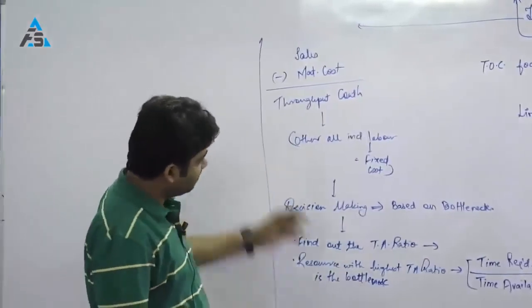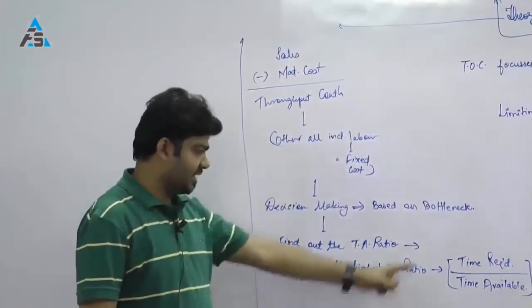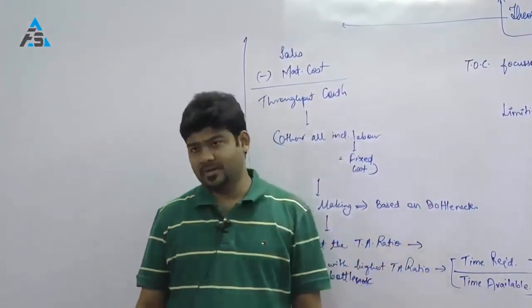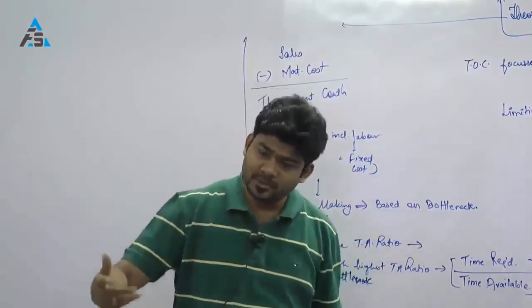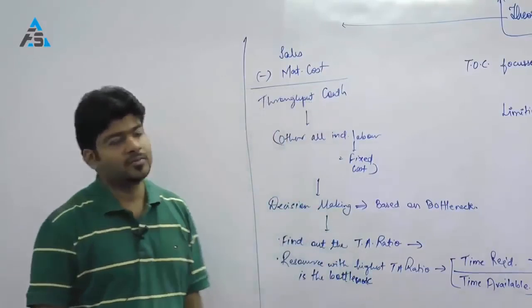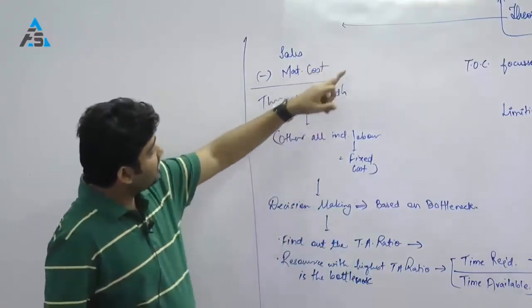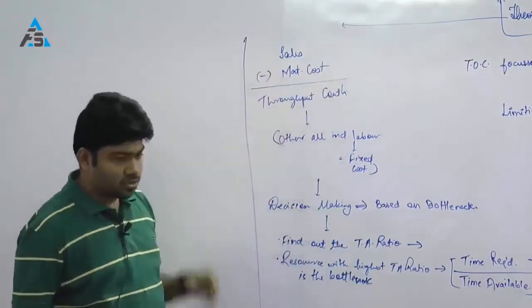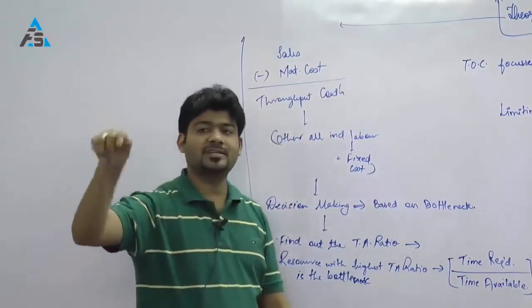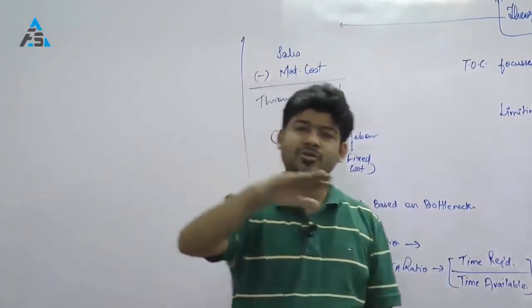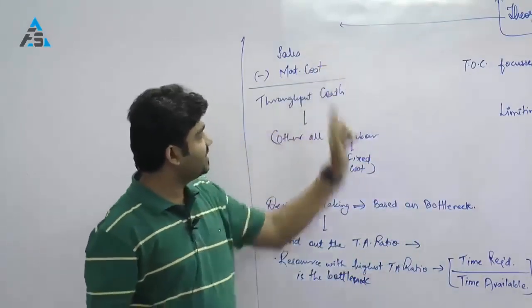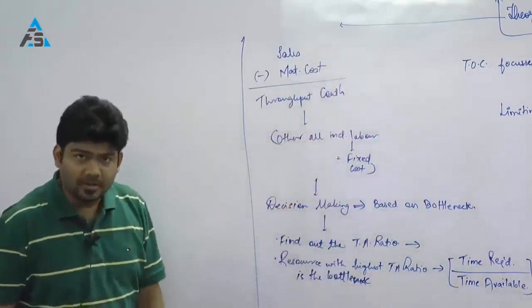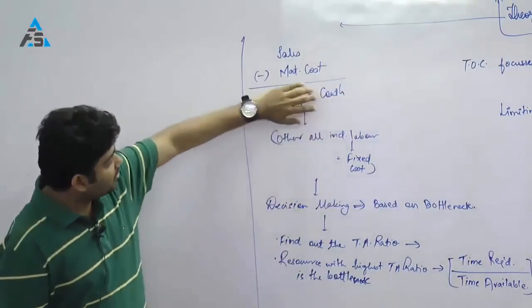To calculate that, you can also use this TA ratio, which is time required upon time available. And as I said, when you solve the question with me in the practical aspect, you'll be able to understand it even better. Now here there is an assumption about what is contribution. Ideally, contribution is sales minus variable cost. So variable cost also includes material, variable cost also includes labor. But here it says that it is only sales minus material cost. That is what is contribution.